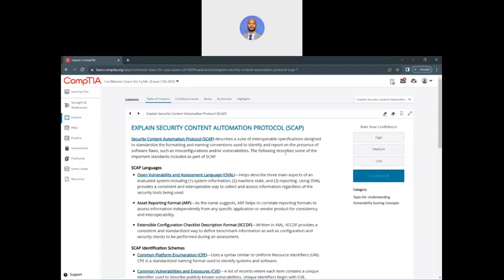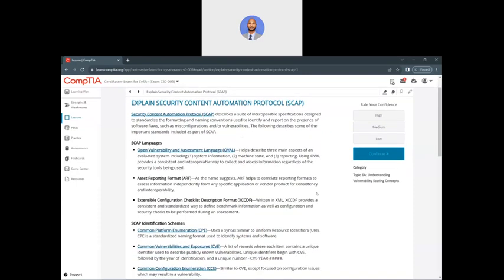These are things that will be put into reports. These are things that can be fed into systems. So everyone is on the same page when you're reporting your vulnerability assessments. The different SCAP languages that are most common out in the field start with the Open Vulnerability and Assessment Language. This helps describe three main aspects of an evaluated system, including system information, machine state, and reporting. Essentially, that is a background of the system, a fingerprint per se, the state of the machine, what operating state it's in, and how this information is going to be reported.